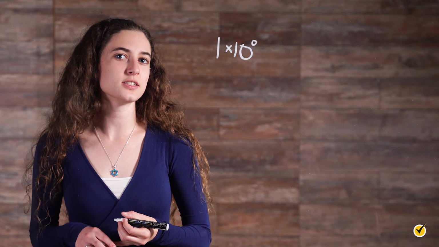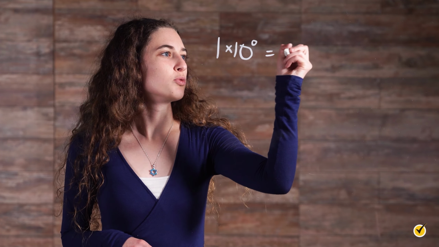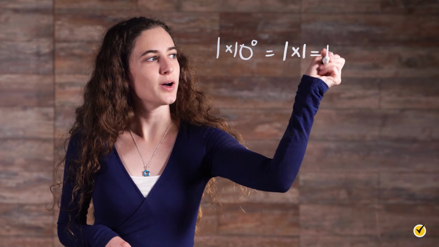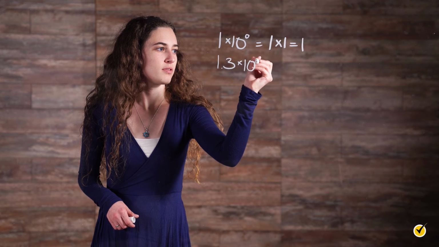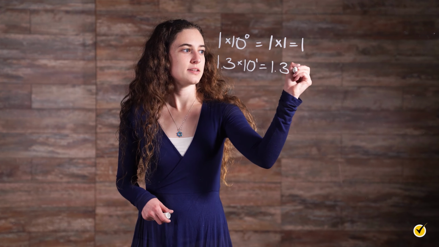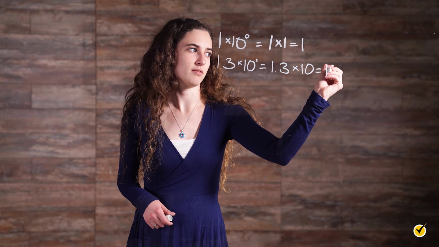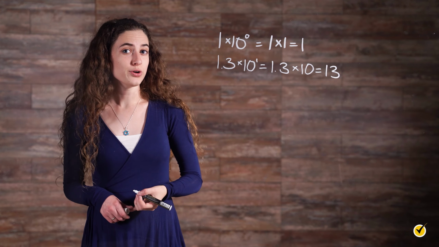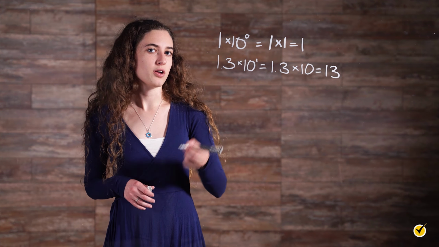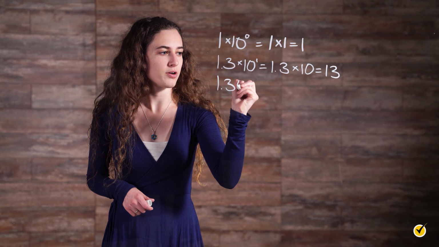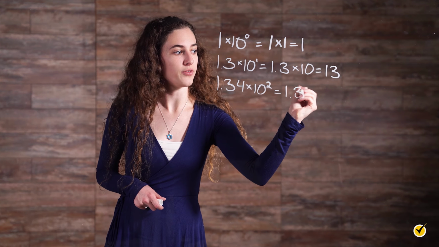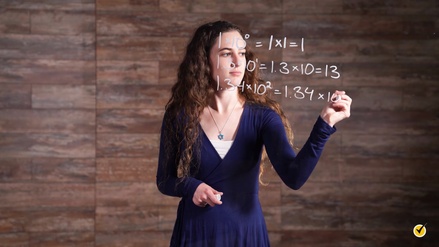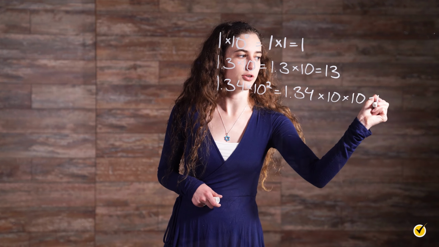Remember, 10 to the 0 is 1, so this is equal to 1 times 1, which is equal to 1. We can also write the number 13 as 1.3 times 10 to the 1, because 1.3 times 10 is equal to 13. Or we can write the number 134 as 1.34 times 10 squared, because that's equal to 1.34 times 10 times 10. You get 134.